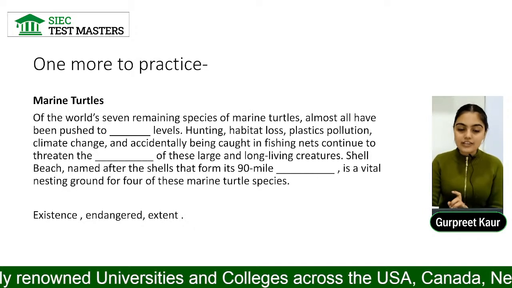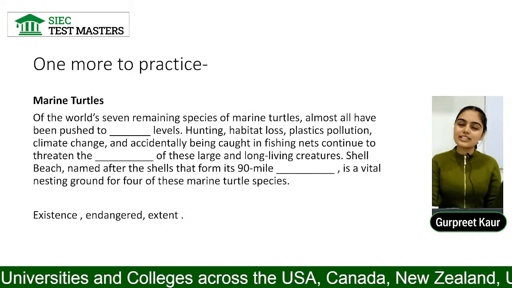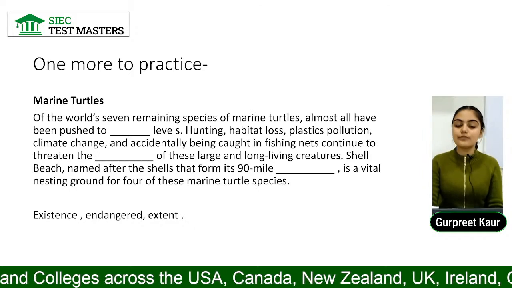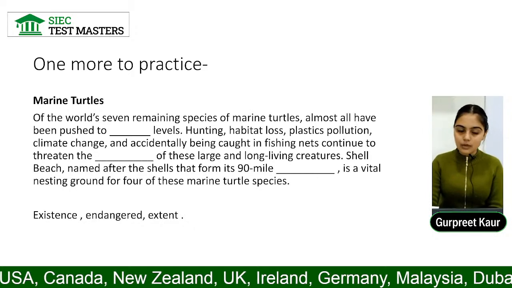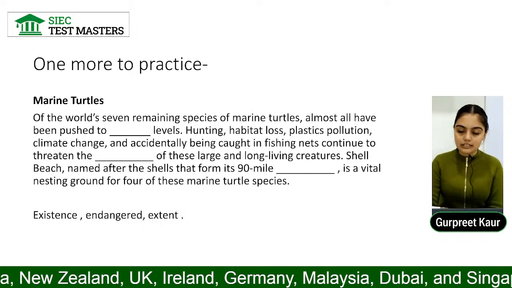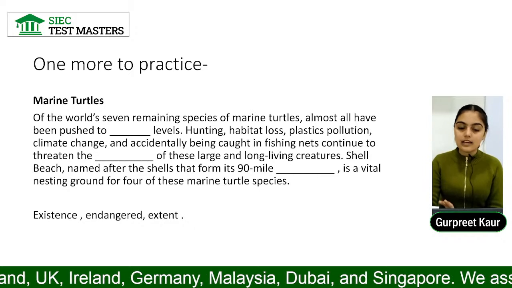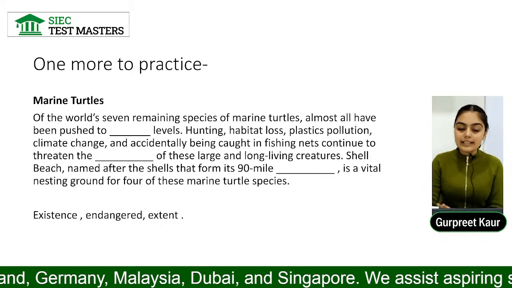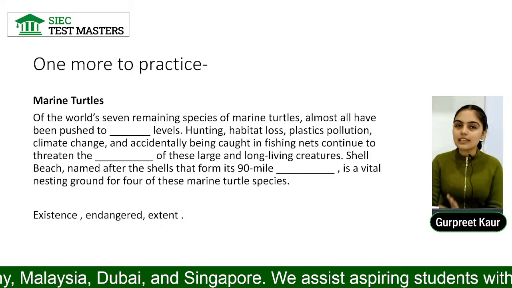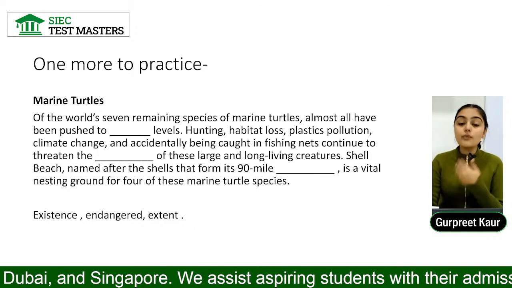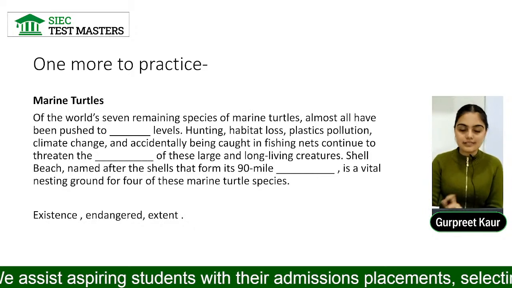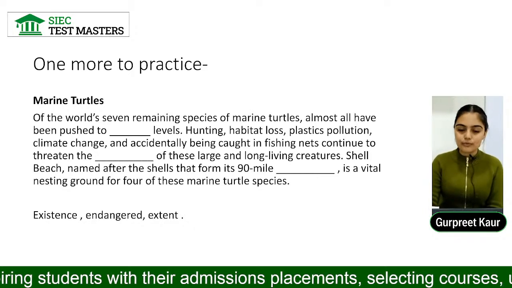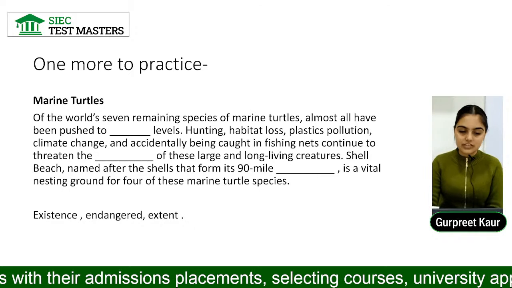Now next sentence: hunting, habitat loss, plastic pollution, climate change, and accidentally being caught in fishing nets continue to threaten the dash of these large. आज एक आपको बात पता चली है that with the noun is used. Extent is not the noun here, so existence clearly. The existence is the answer here. Threaten the existence of. Extent cannot be threatened. Of something. So extent of something, never it can be the answer. Threaten the existence of these large and long living creatures.